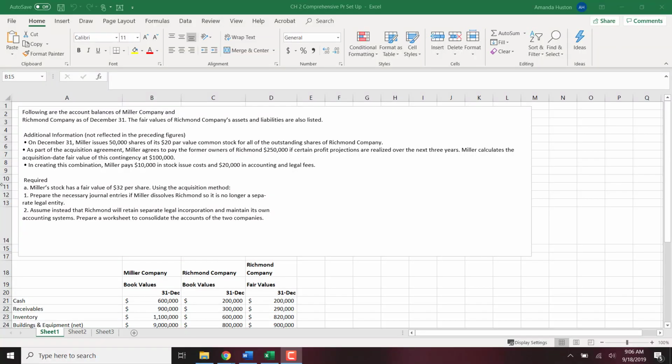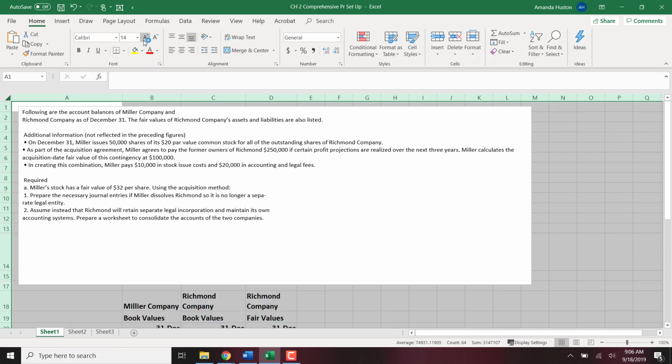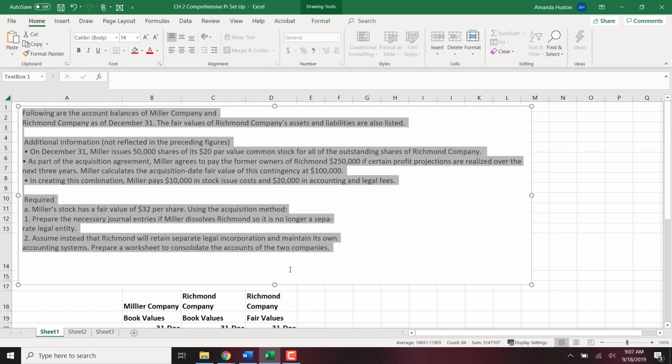So today we are going to do a consolidated worksheet. We're going to work through a comprehensive consolidated worksheet problem. First, I'm going to read the problem, but I'm also going to make it a little bigger so it's easier to see on the screen.